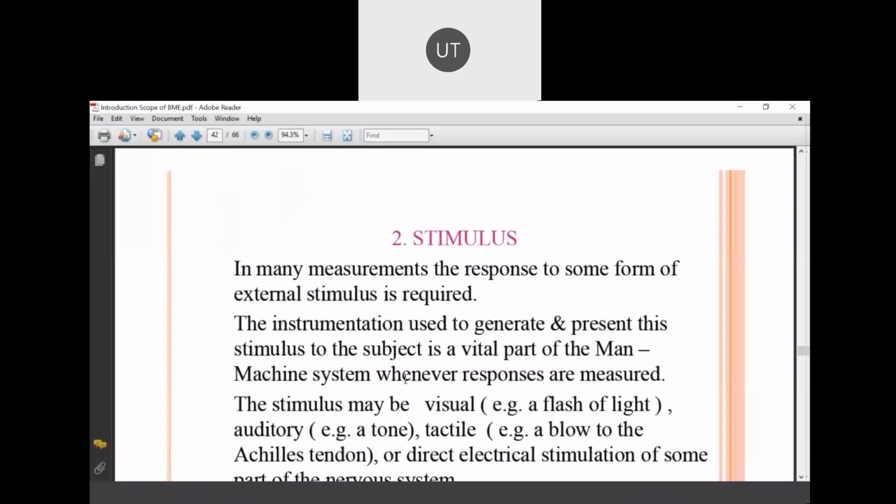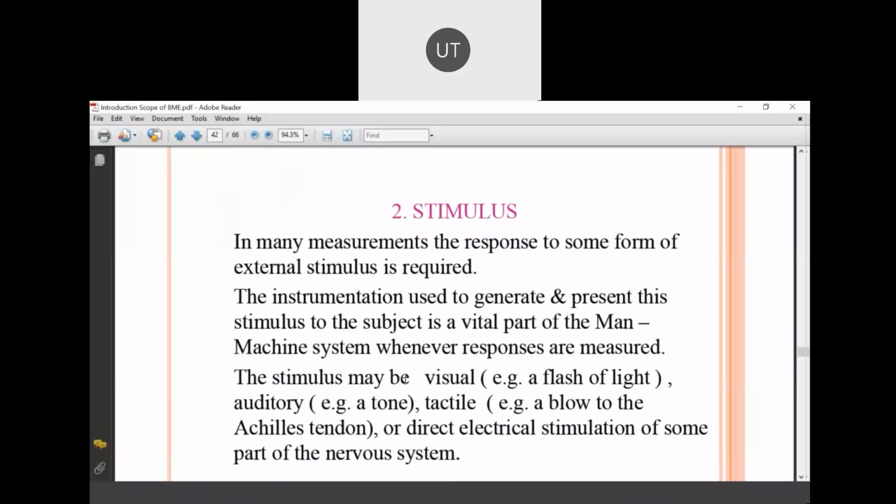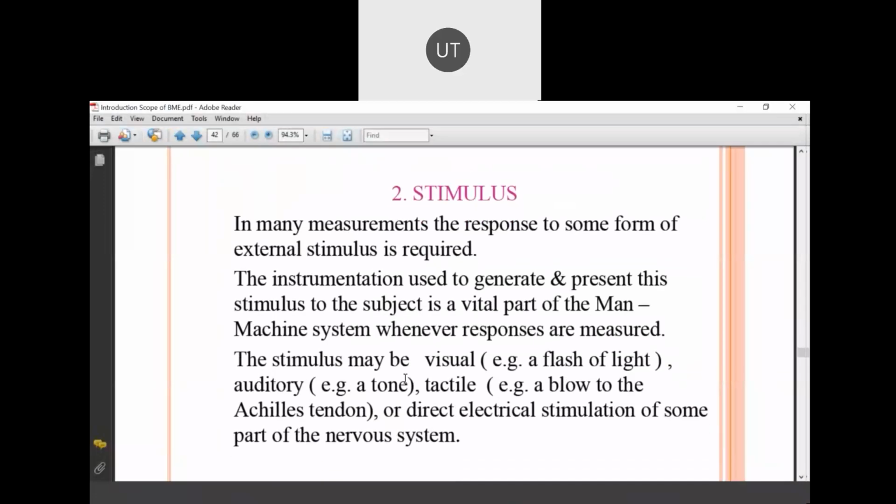Then stimulus is another terminology which is used in biology. So in many measurements, the response to some form of external stimulus is required. Okay. So suppose you want to study eye blinking, and suppose a light is flashed at you, a flash of light. That stimulus is visual. Okay, that is a stimulus, meaning flashing an external light is a stimulus.